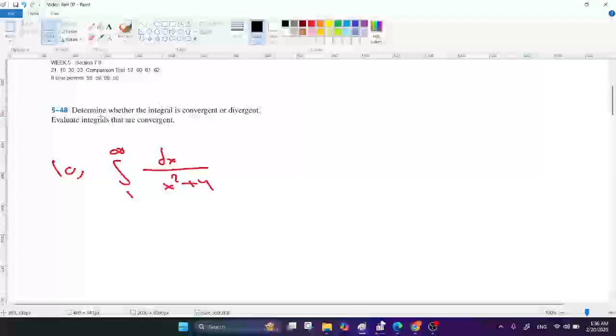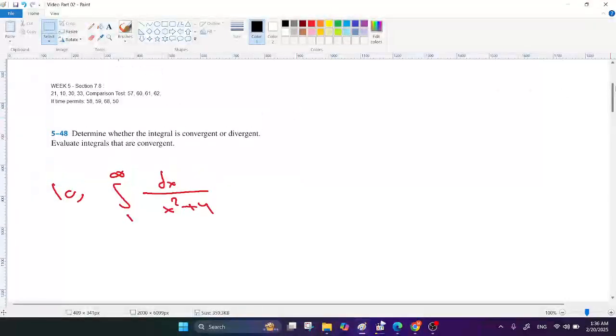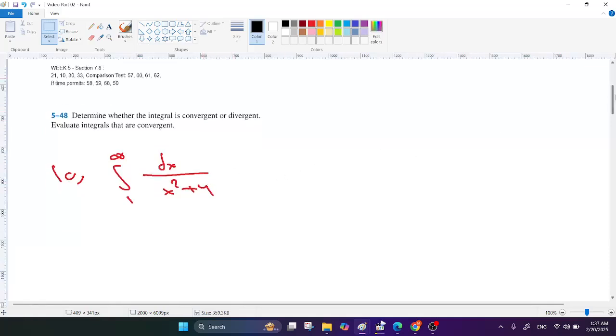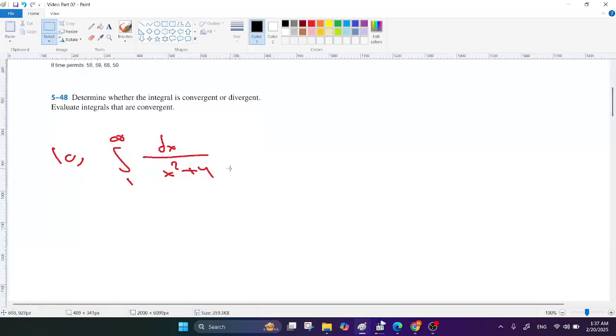Now determine whether the integral is convergent or divergent. Evaluate integrals that are convergent. Here we need to solve it as the definition of an improper integral, but I want to show you the use of the convergence theorem. Okay, let's start. You can use the convergence theorem to show whether this one is convergent or not.